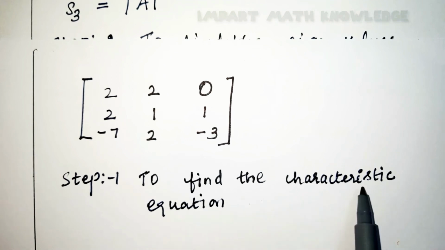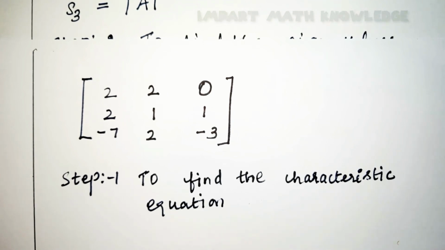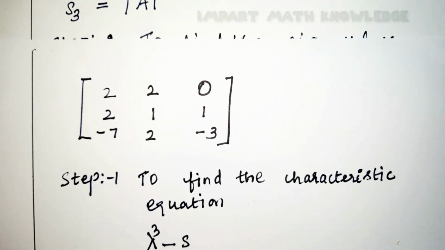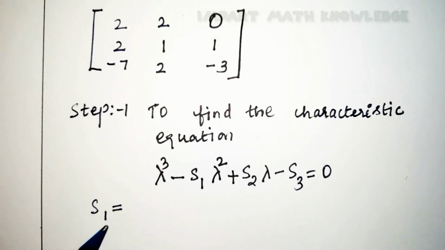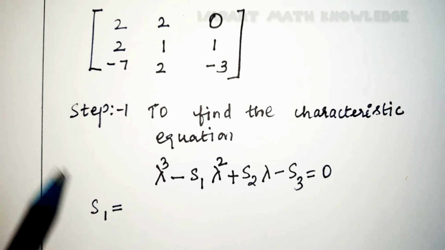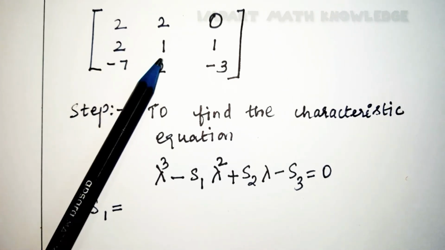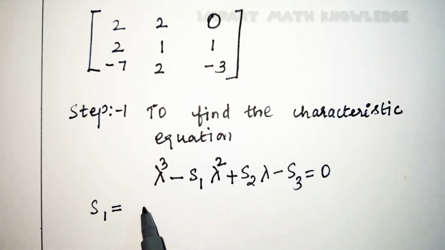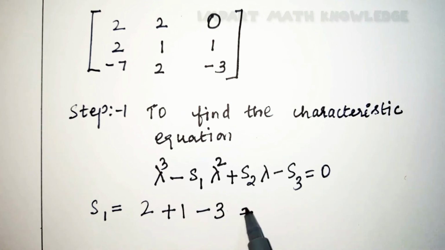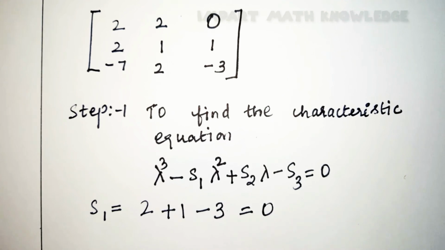Step 1, we have to find the characteristic equation. The characteristic equation for a 3 by 3 matrix is lambda cube minus s1 lambda square plus s2 lambda minus s3 is equal to 0. S1 is equal to the sum of the diagonal elements. Here the diagonal elements are 2, 1 and minus 3. S1 is equal to 2 plus 1 minus 3. So S1 is equal to 0.